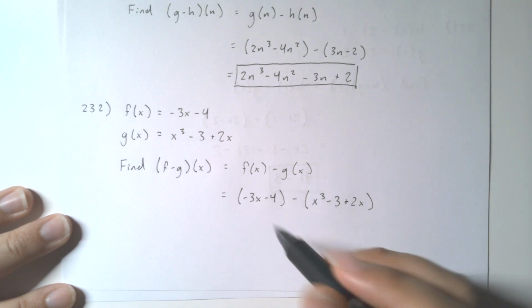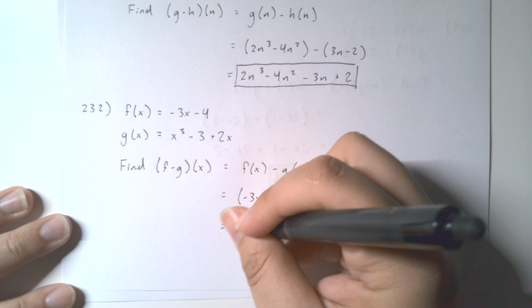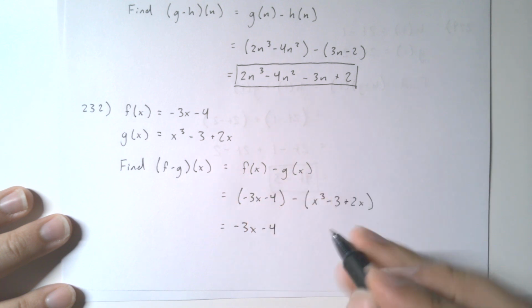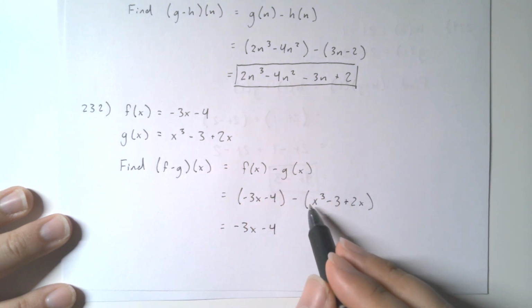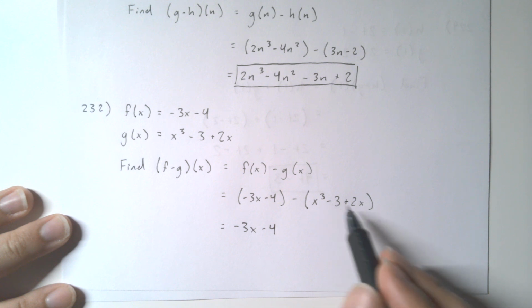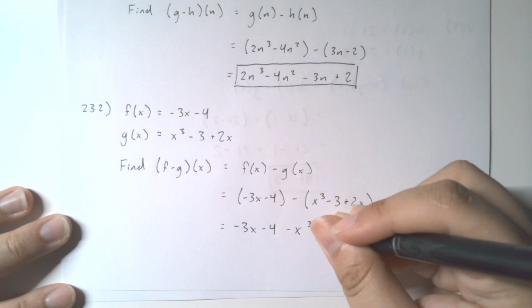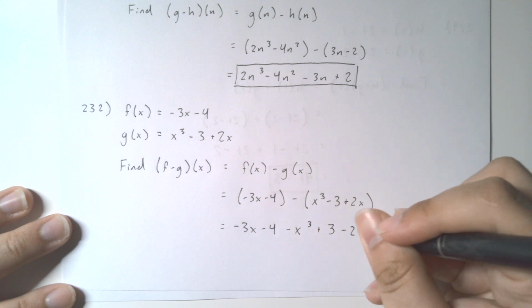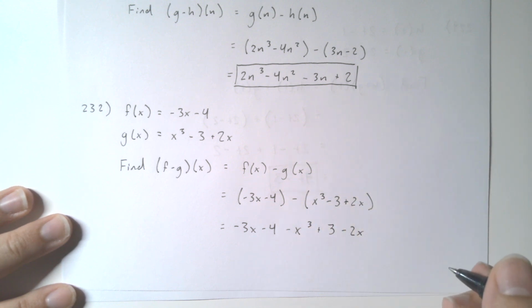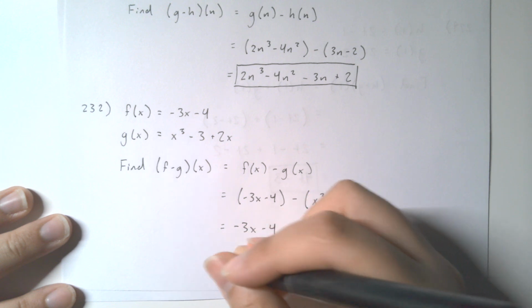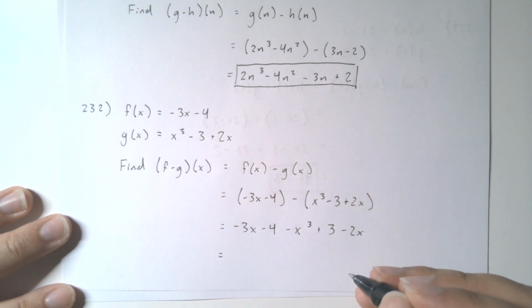Keep the signs on the first polynomial. We have negative 3x minus 4. But because we're subtracting, we have to flip the signs on the second one. So this becomes negative x cubed plus 3 minus 2x. And now we just want to combine like terms. And we can even write this in standard form as well. That would be good for us to do.